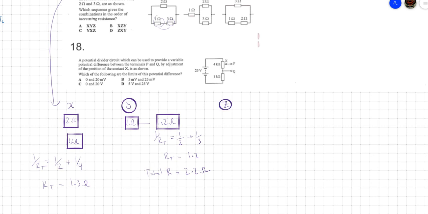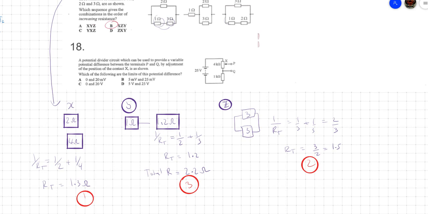This is in parallel, so we add these two together. We've got 3 there on the top, and then at the bottom we've got 3 as well, and all these here are connected in parallel. So 1 over 3 plus 1 over 3, so this is 2 over 3. We need to flip this, so 3 over 2, 1.5, and then you rank them in order of increasing. So you can see that the answer is X, Z, and Y.